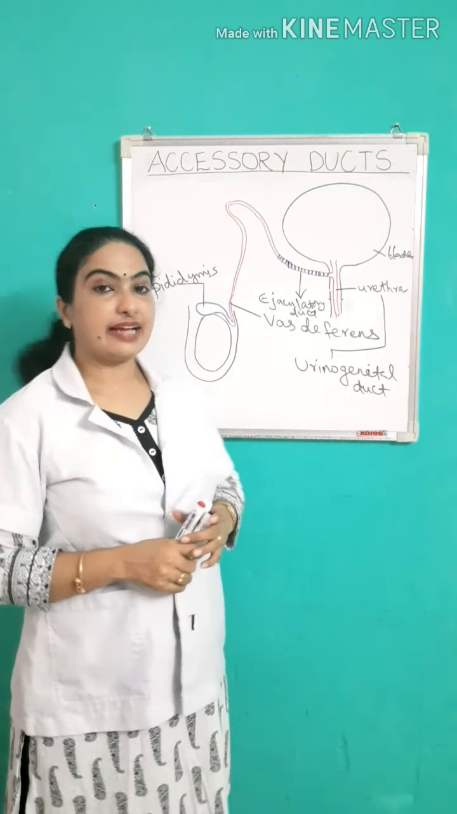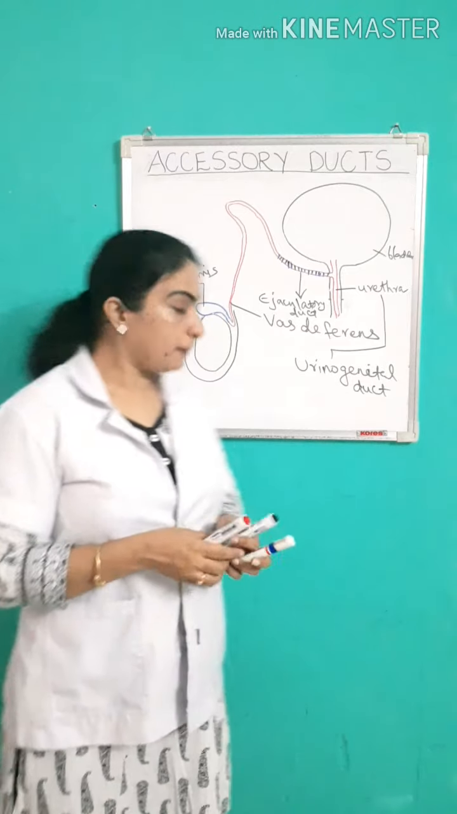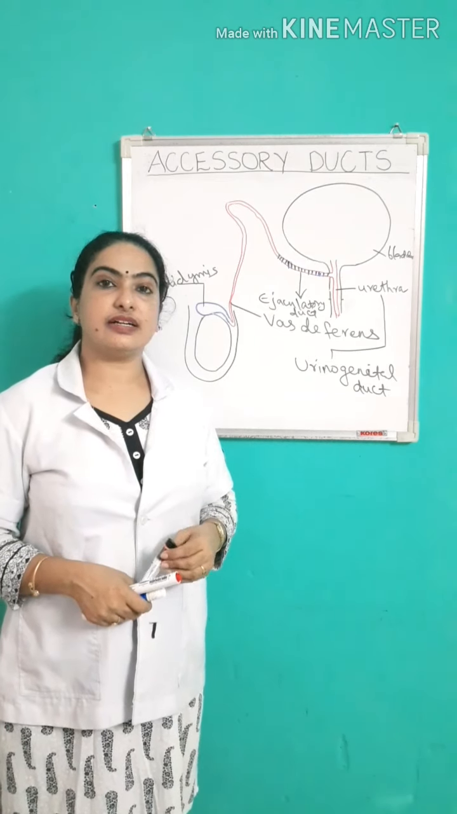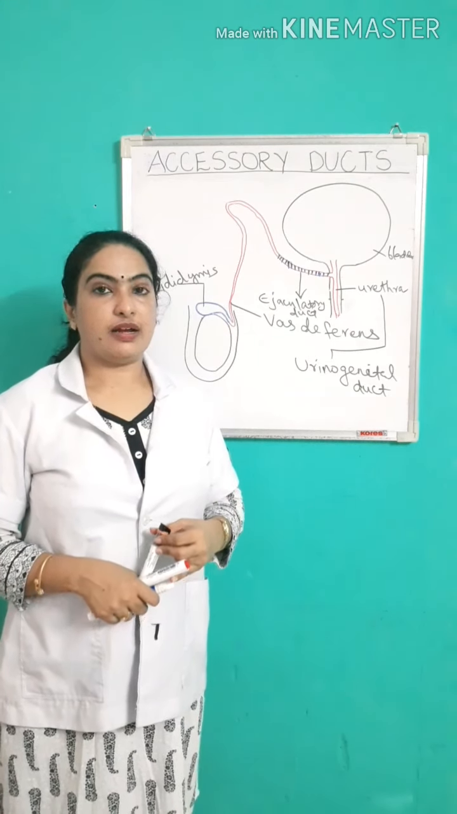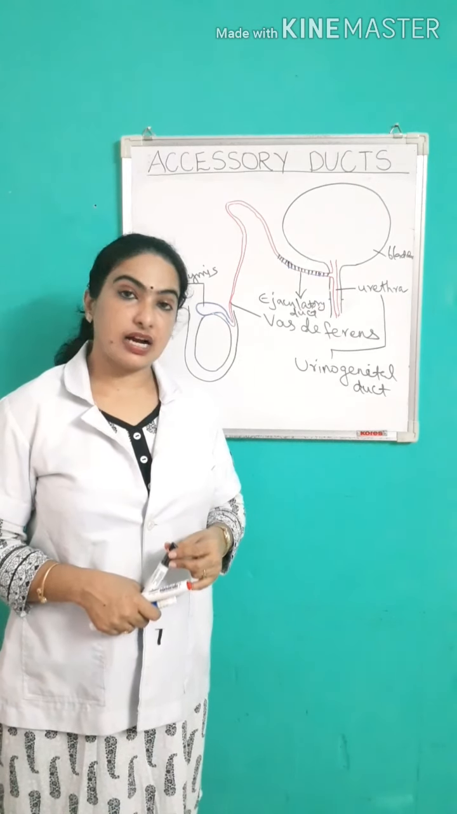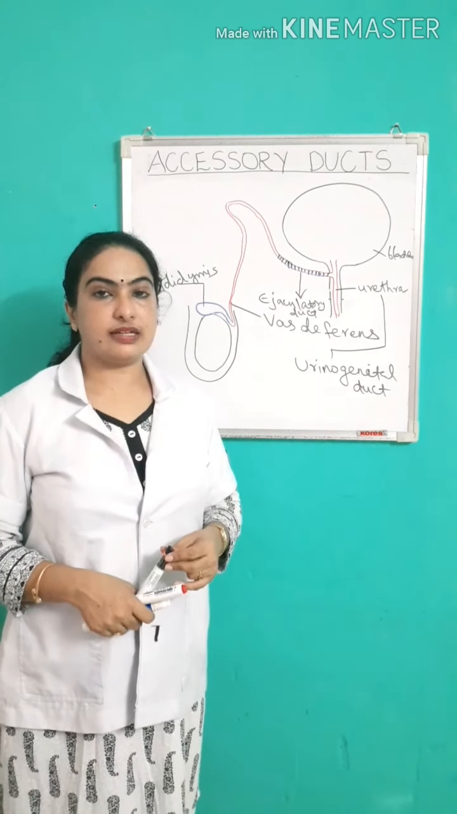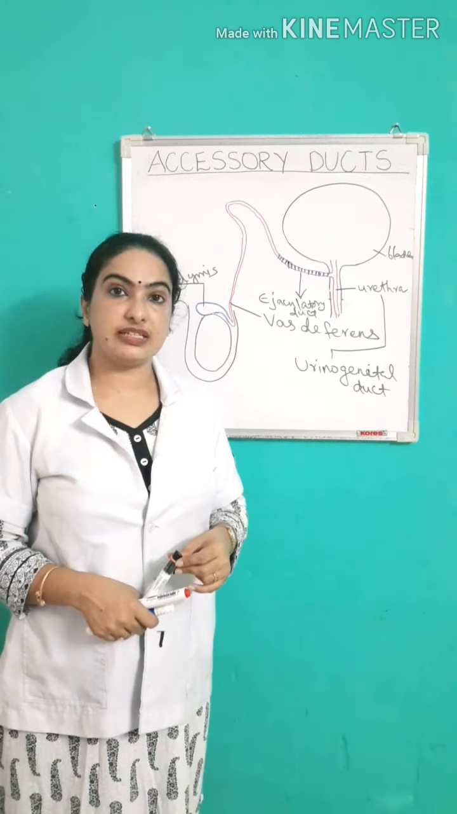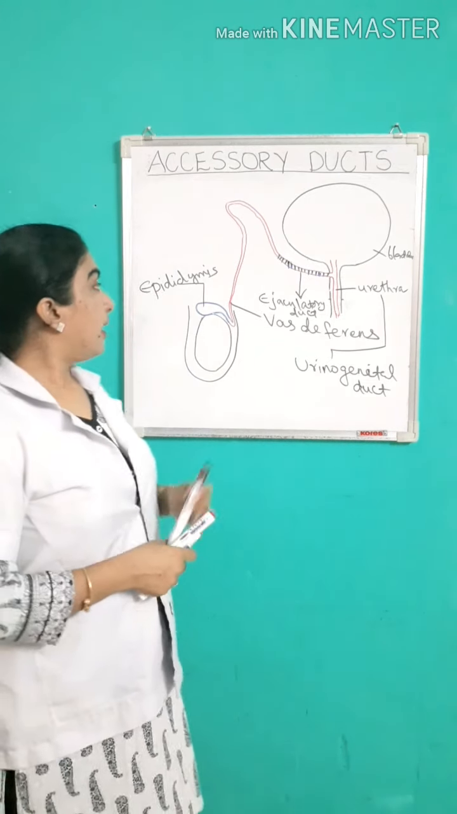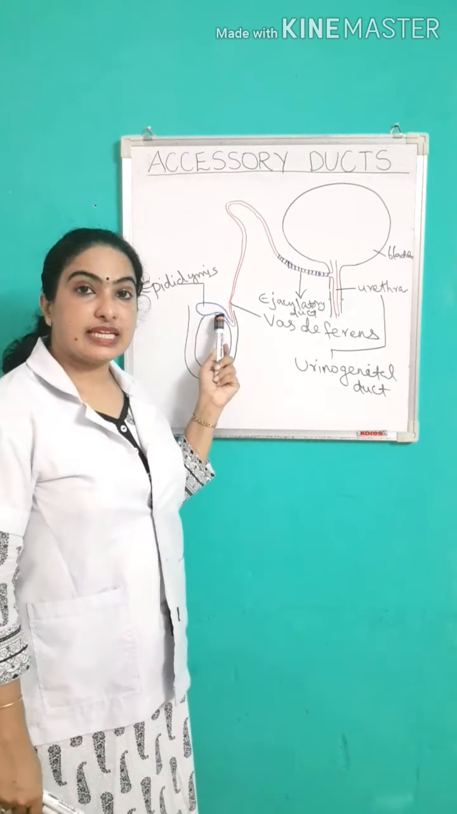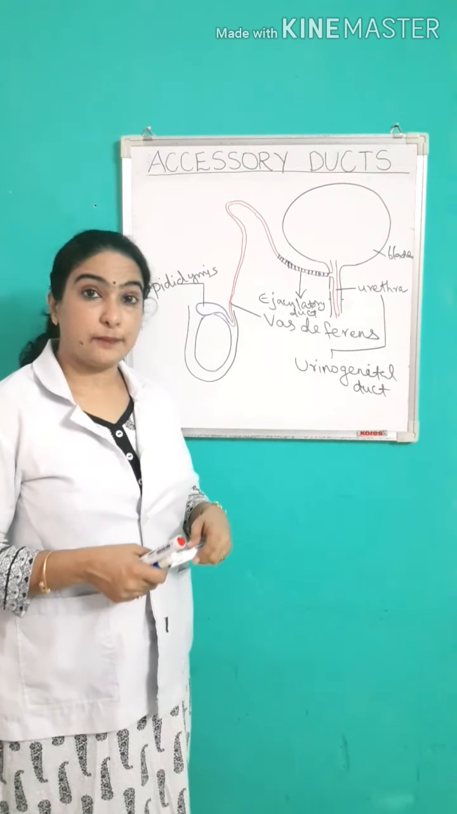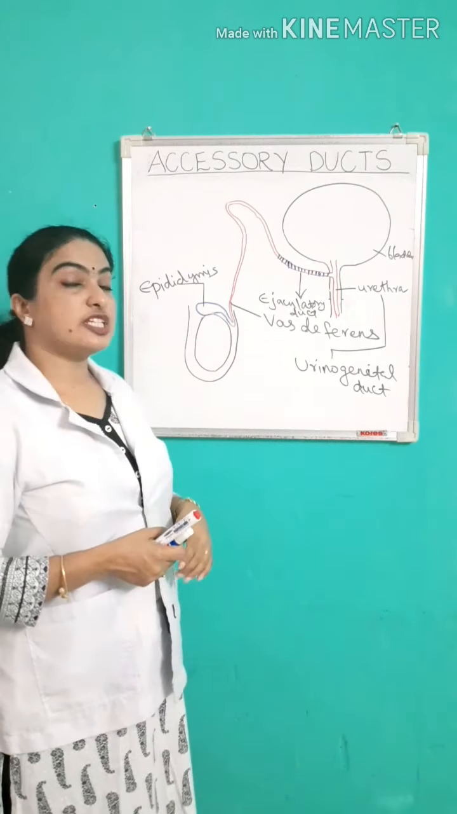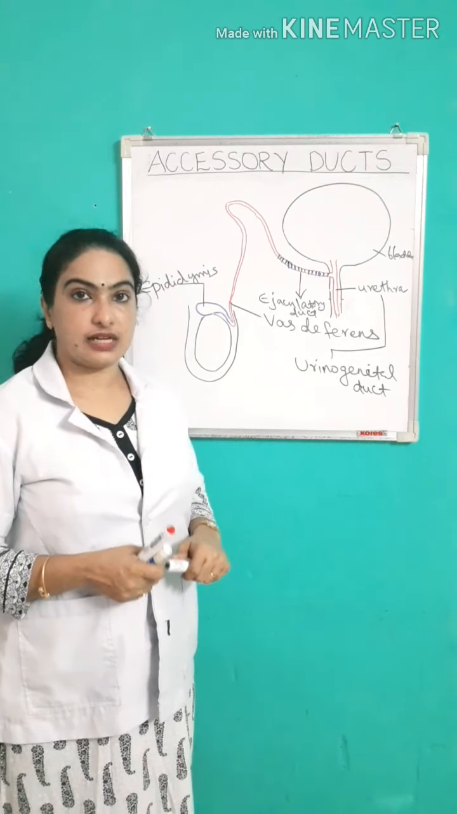So that's all about the accessory ducts. We can see once more. The major accessory ducts are: rete testis, vasa efferentia, epididymis, vas deferens, ejaculatory duct and urethra, or urinogenital duct. And the epididymis is the place where sperm can be stored temporarily. This storage and sperm maturation place is the epididymis.